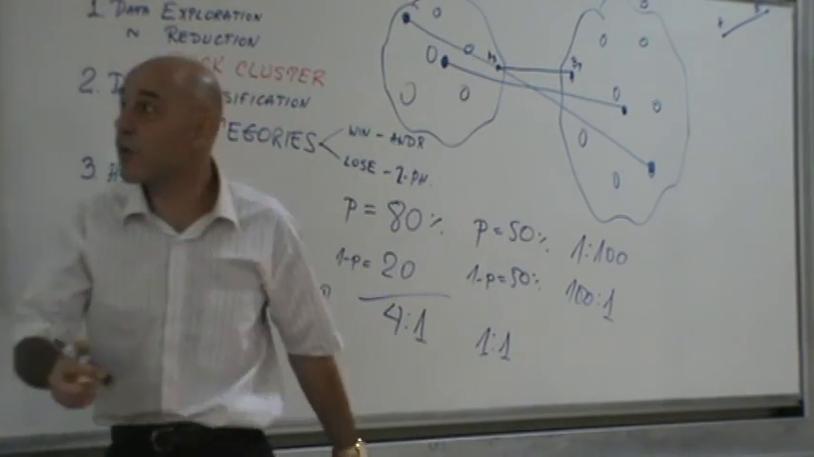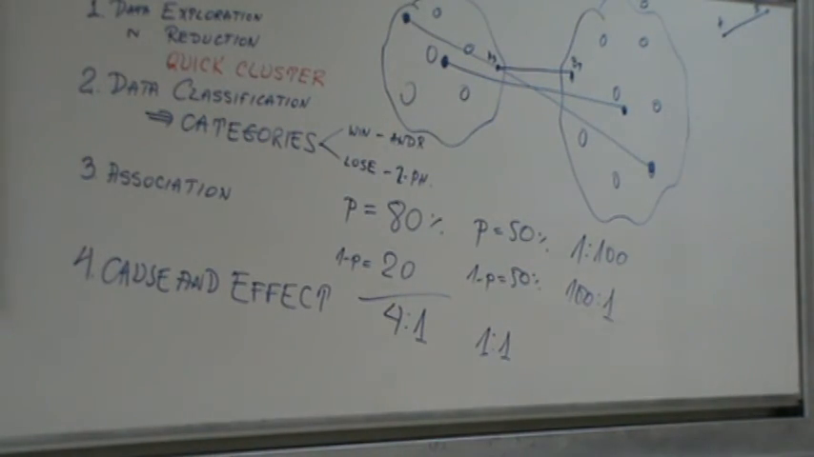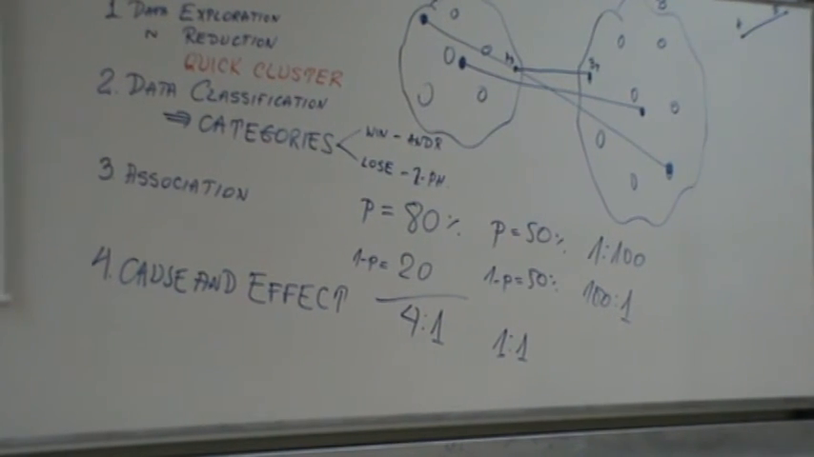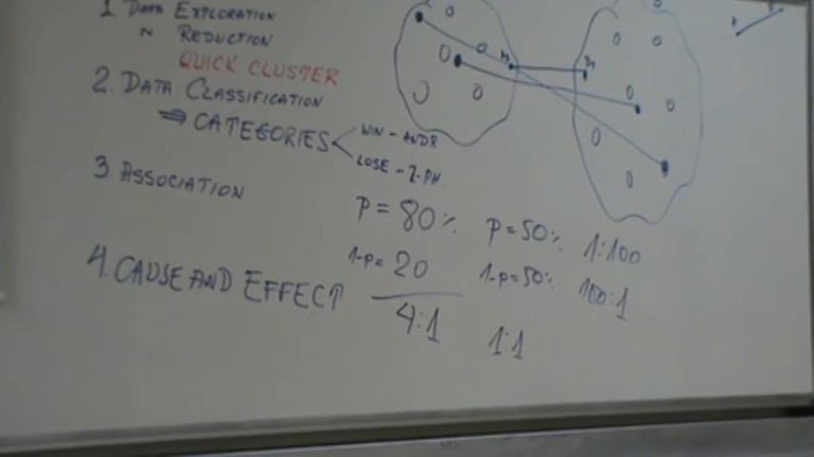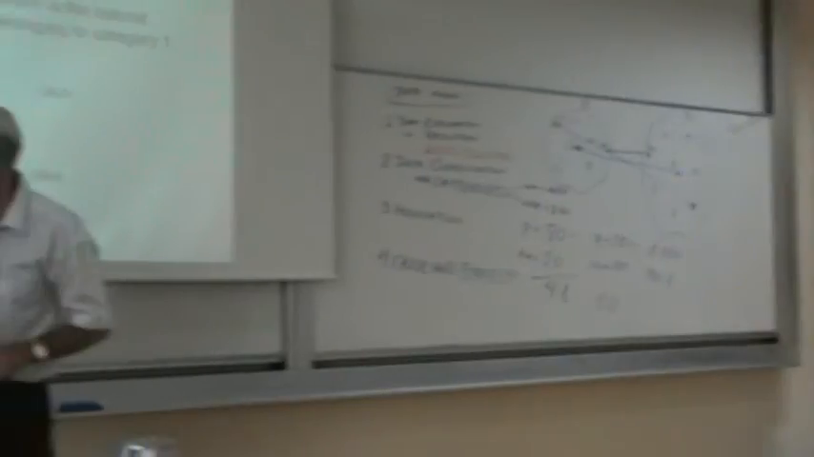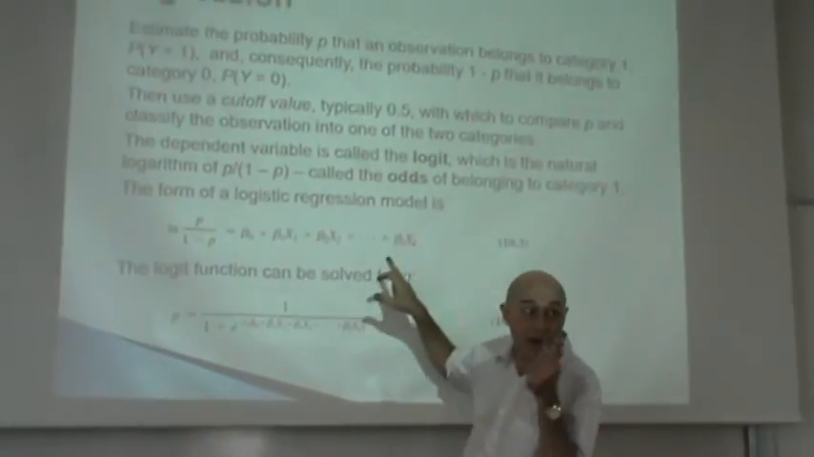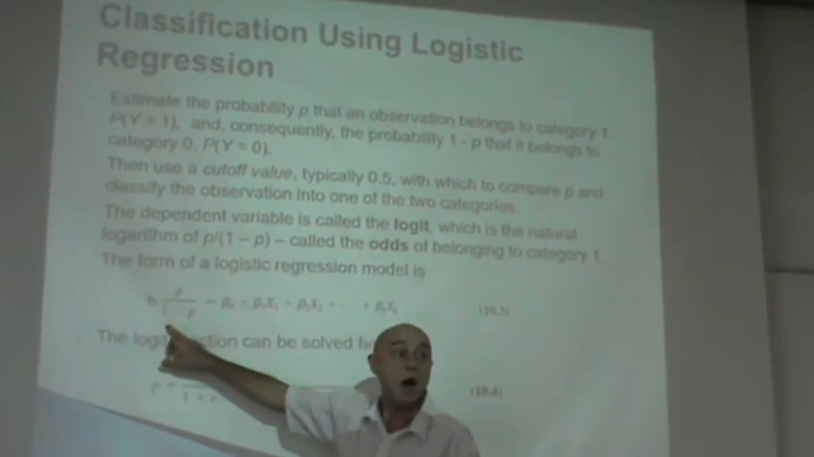Okay. And when you take the log, this is called the log odds. When you take the log of any positive number, it is converted to a value between minus infinity and plus infinity. And that's how logistic regression works. It is still a linear regression of the odds.